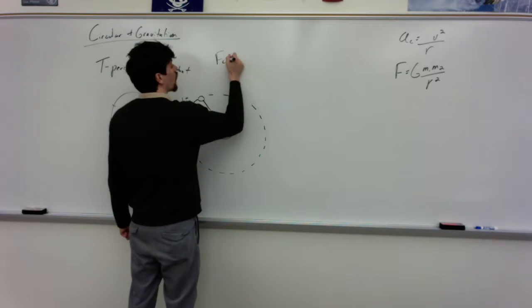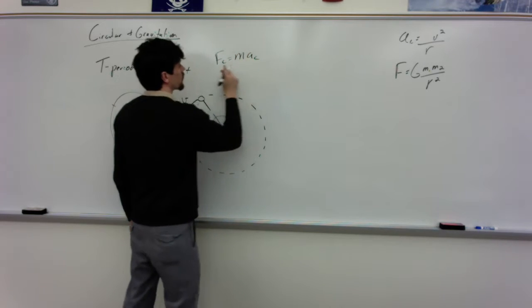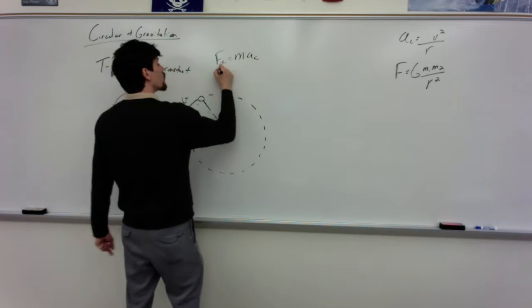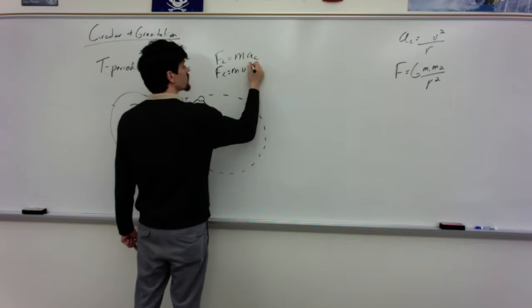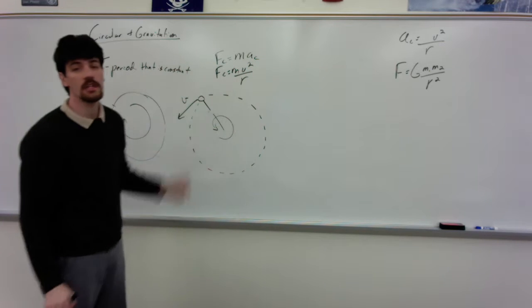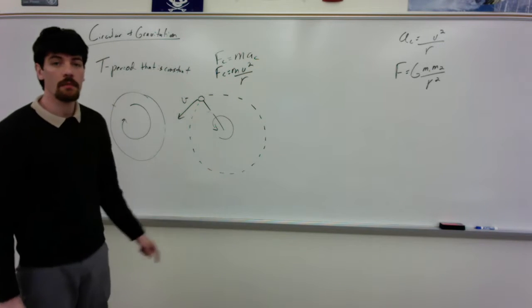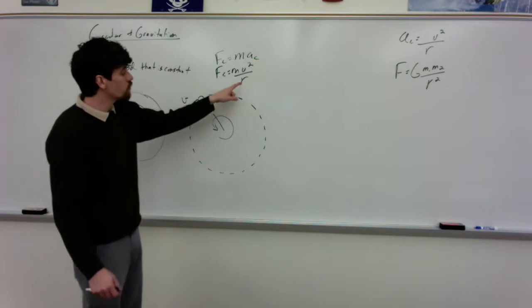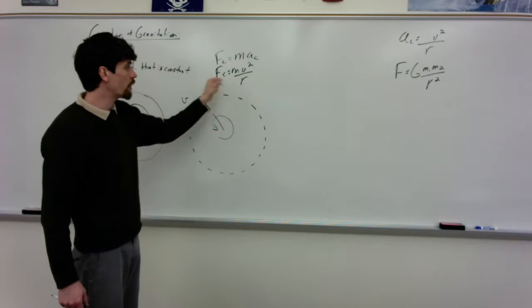Well, centripetal force is equal to mass times the centripetal acceleration. So really, it's mv squared over r. Now look at this relationship. The larger the mass that we have spinning, the more force that we're requiring. If this radius increases, we find that force decreases.